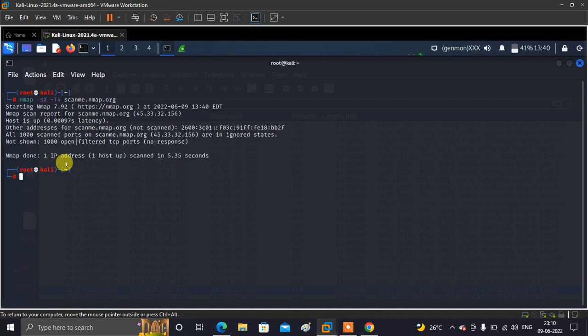So this is about 3 different types of scanning. In the upcoming sessions we will have a more detailed session on Nmap and also various switches and various scanning mechanisms. Okay, so I hope you understand this Nmap scanning.